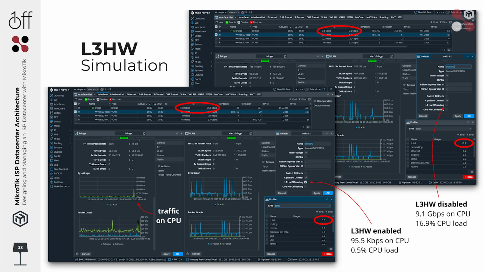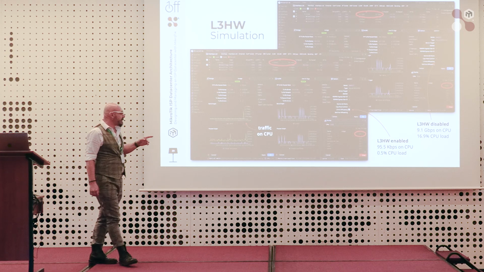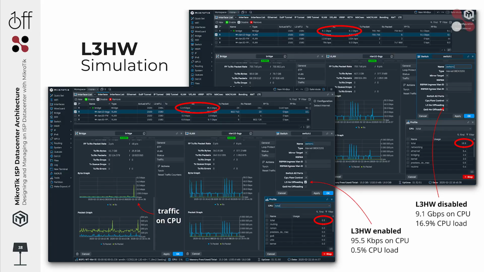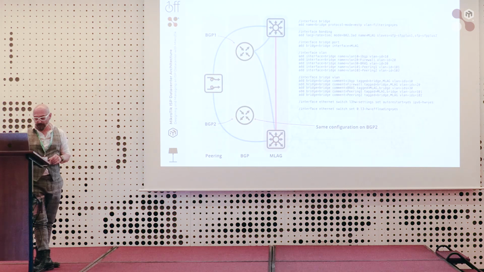This screenshot is the only simulated one. We have two routers running hardware offloading. The difference is that without hardware offloading, we have 16% of CPU load and 0.5% of CPU load with the same traffic, 10 gigabits approximately in this simulation.